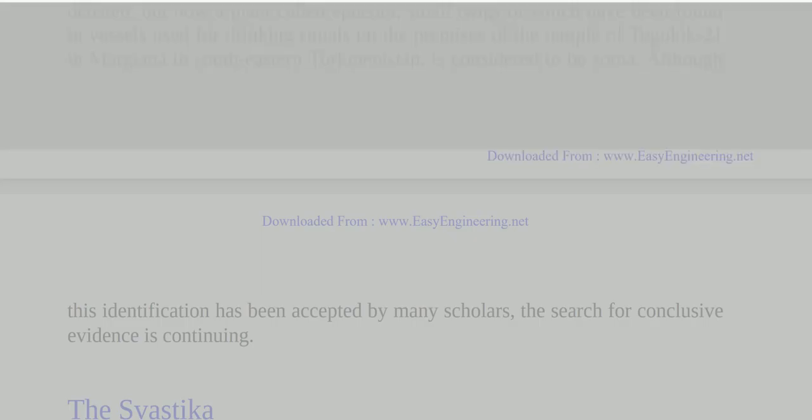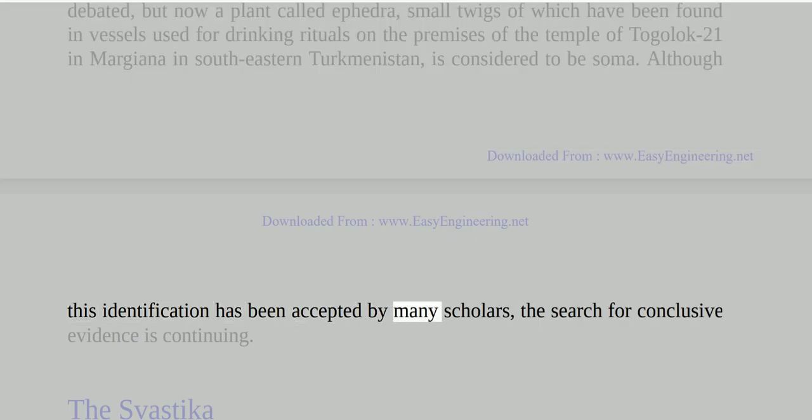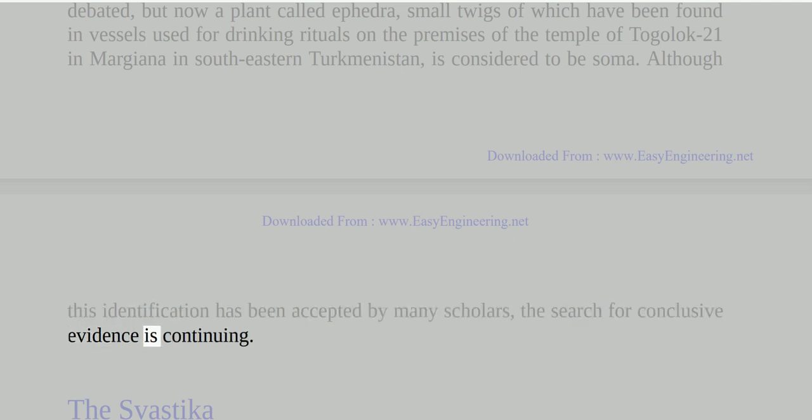This identification has been accepted by many scholars. The search for conclusive evidence is continuing.